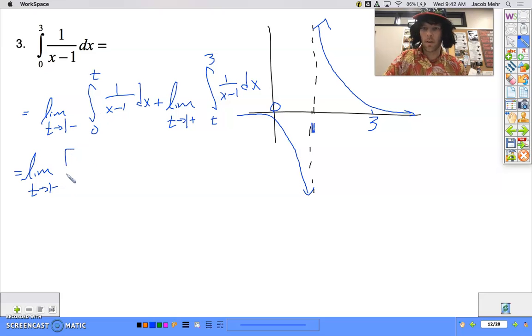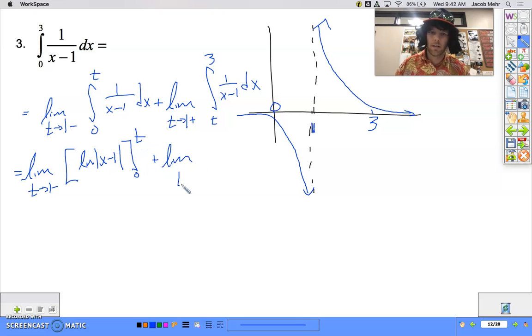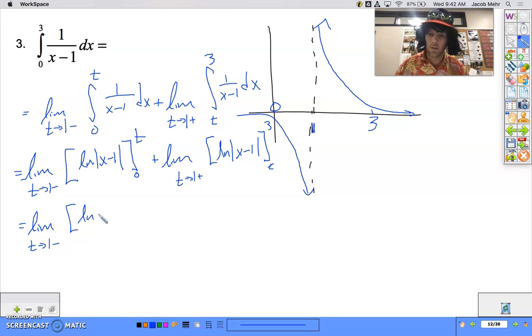All right, so antiderivative time. And the antiderivative of 1 over x minus 1 here, just a simple u substitution, would give us the natural log of the absolute value of x minus 1. That's from 0 to t, plus the limit as t goes to 1 from the right. This would be the same thing, natural log of the absolute value of x minus 1 from t to 3. Let's substitute in our t. So the natural log of the absolute value of t minus 1.